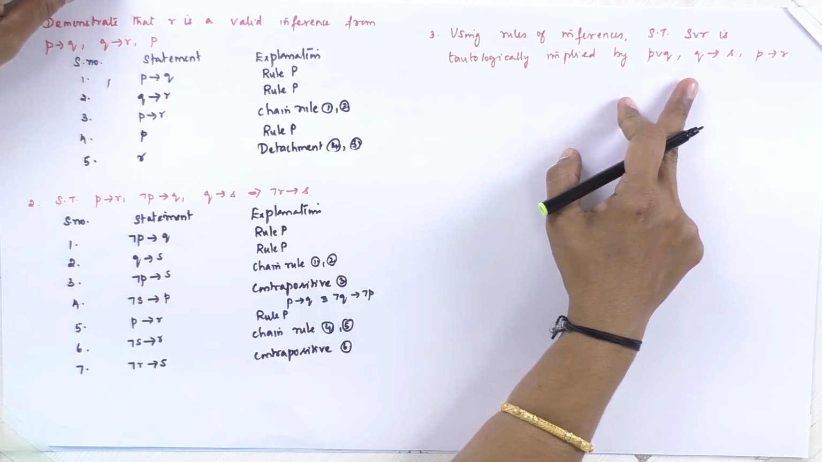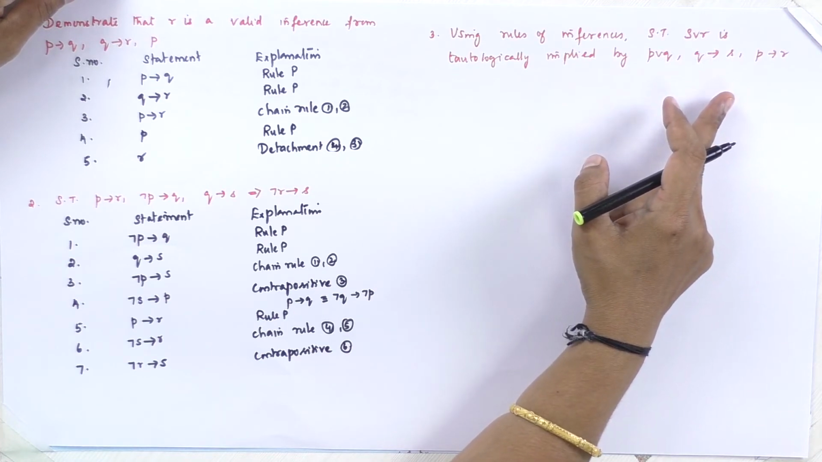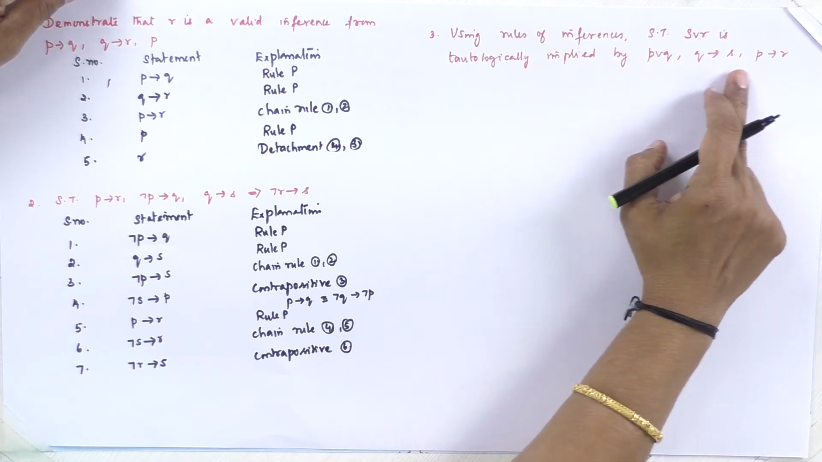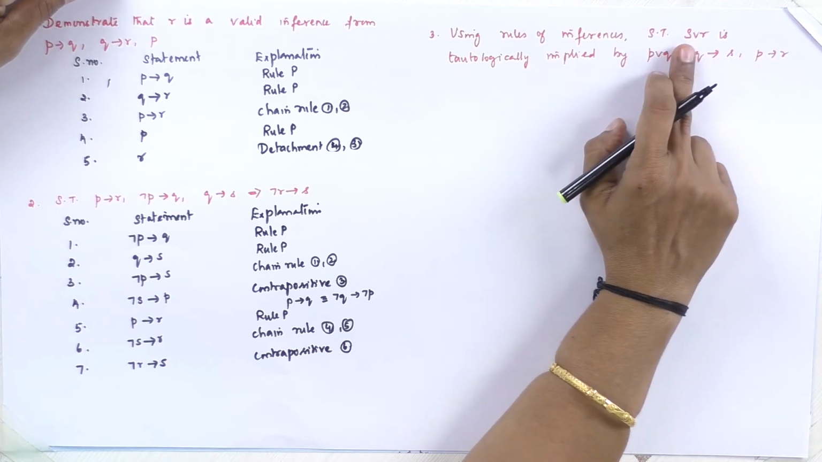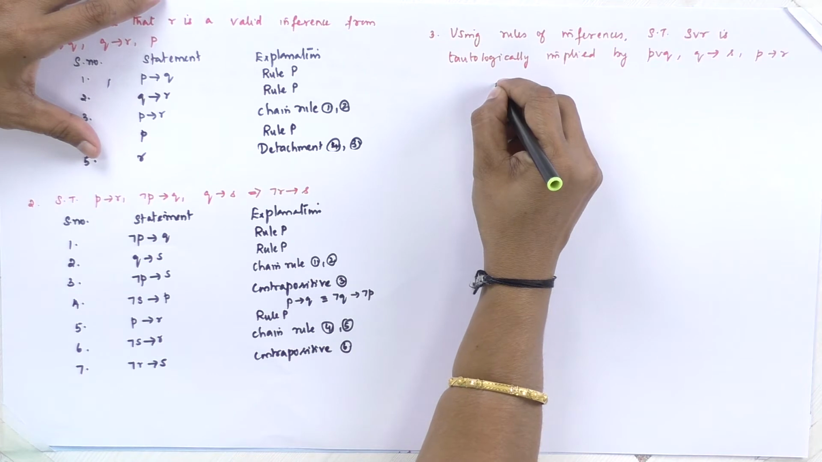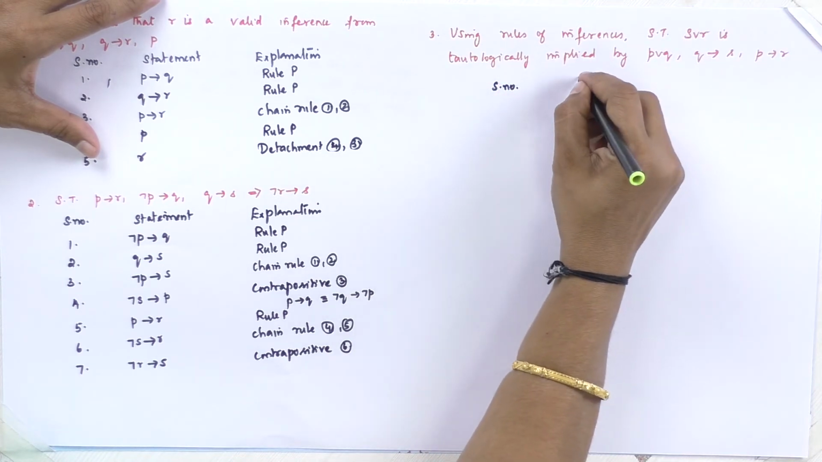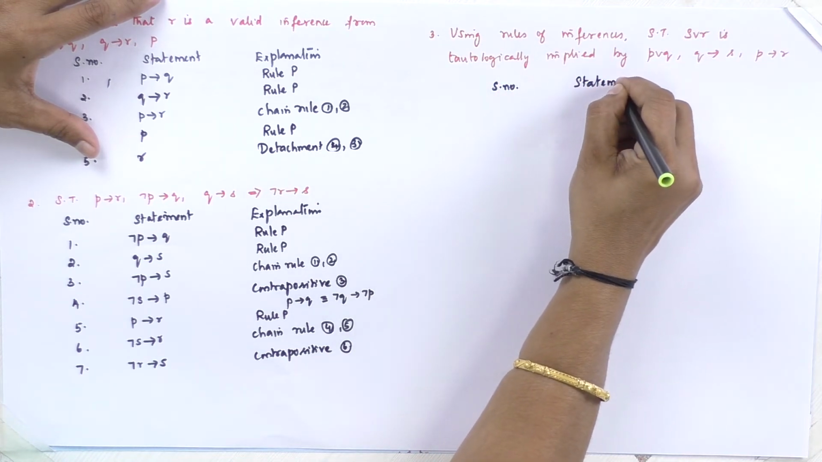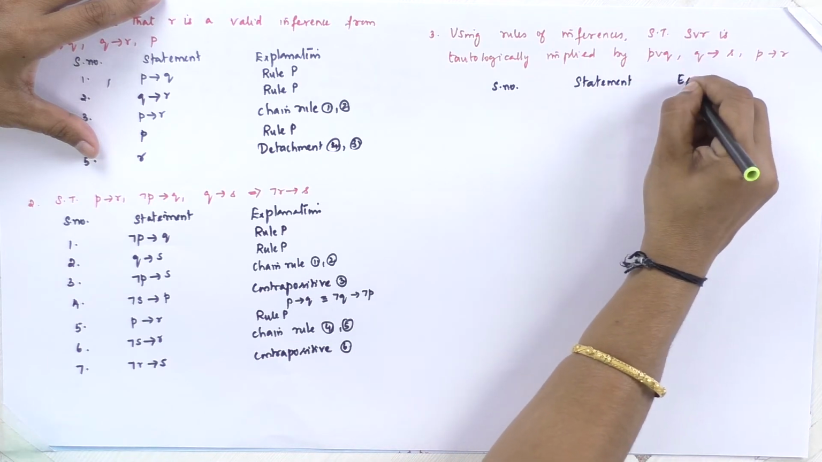And next, third one: using rules of inference, show that S or R is tautologically implied by P or Q, Q conditional S and P conditional R. This means that from this set of premises, one must be able to get this as the conclusion. So serial number, statement, explanation.